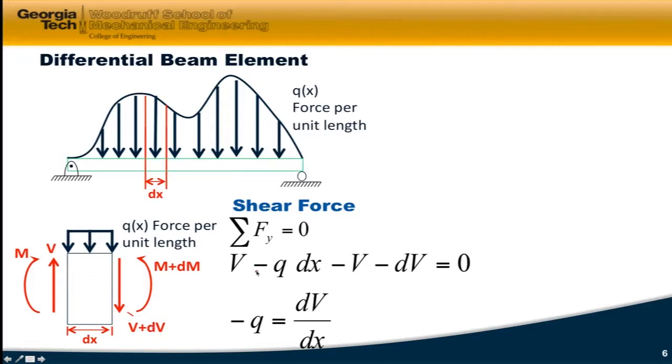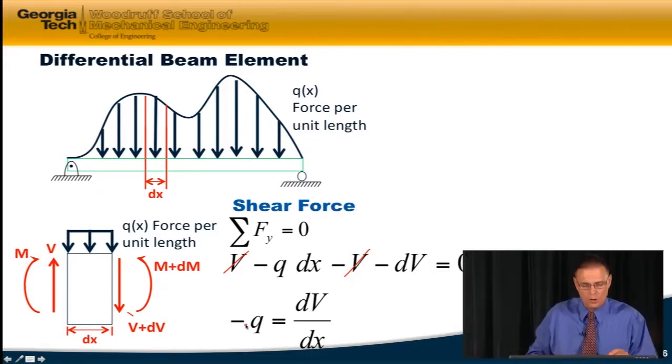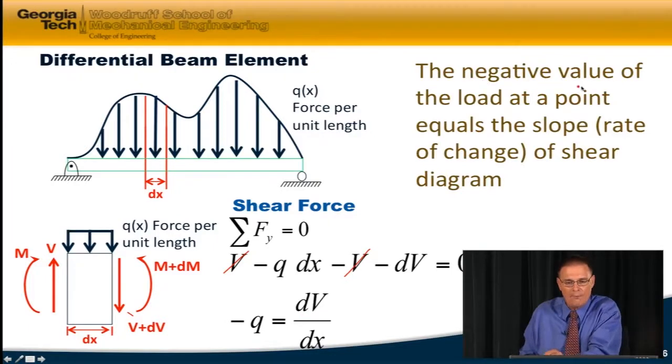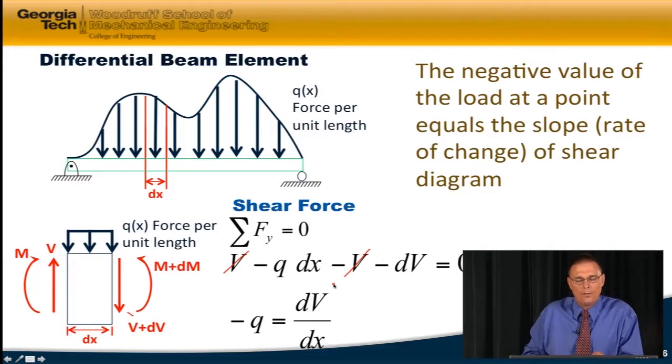I can rearrange that. First of all, I can cancel the V on both sides, and I can write minus Q is equal to dV/dx. And in words, what that says is minus the value of the load is equal to how the shear is going to change as we move along in the x direction. So I've written that in words here. The negative value of the load at any point equals the rate of change of the shear in the x direction, or the slope, if you will, of the shear diagram.